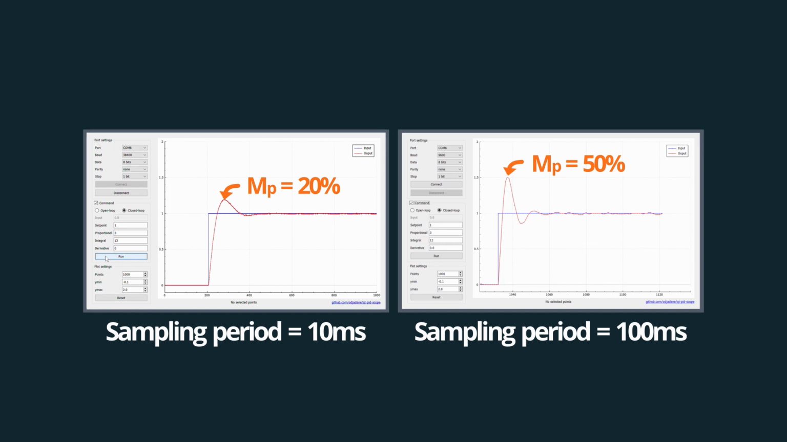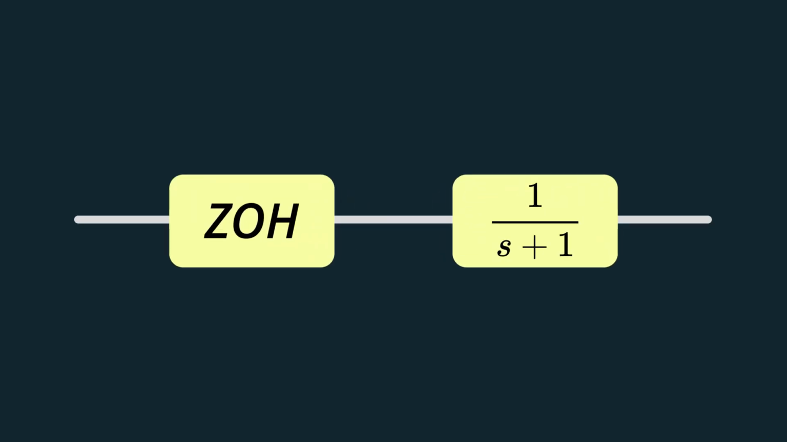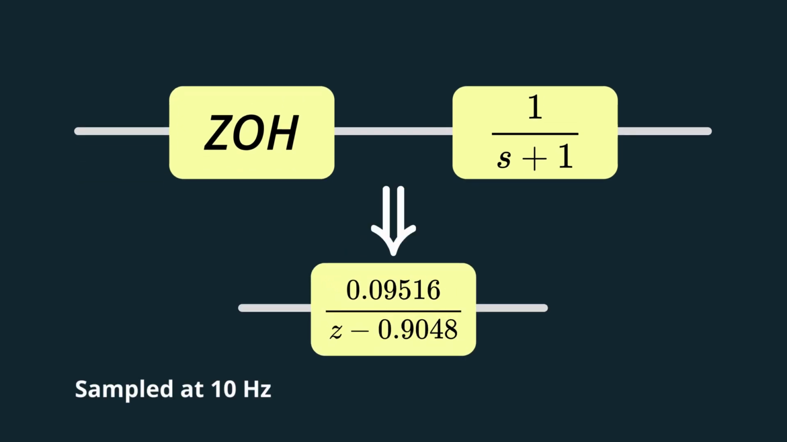Rather than retuning the gains until the specs are met again, I chose this time to design a digital controller entirely in the Z domain. The first step in this process is to convert the continuous transfer function cascaded with a zero-order hold to its discrete equivalent. A sampling period of 100 milliseconds has been chosen.